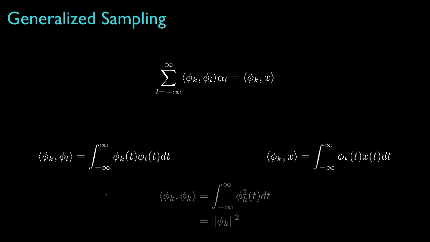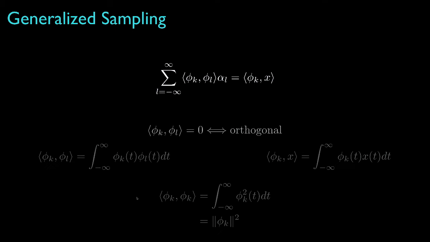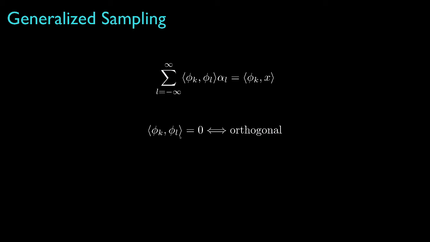Now, the inner product of a signal with itself is called the norm for the signal, and we sometimes refer to this as the total energy for the signal. In addition, the square root of the norm is sometimes called the length of the signal. Now, when the inner product between two signals is equal to zero, we say that the signals are orthogonal, and this denotes a situation when the signals are very dissimilar.